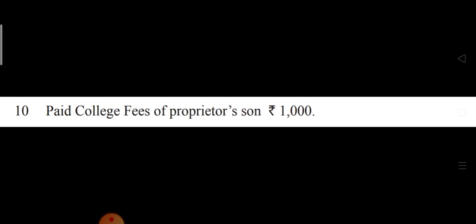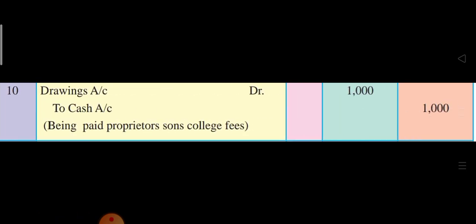Paid college fees of proprietor's son for rupees 1,000. College fees मैंने पे किया proprietor के son का. So what does it mean?